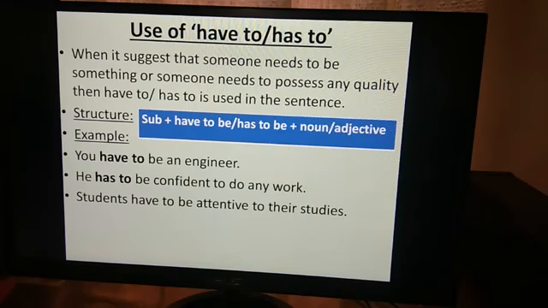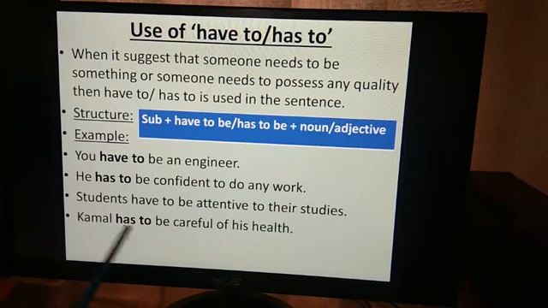Students have to be attentive to their studies. Students, subject, plural subject, we take have to be. Attentive, adjective, to their studies. Okay, dear students. Kamal has to be careful of his health. Kamal, third person singular number, has to be is taken here. Careful, adjective, of his health.